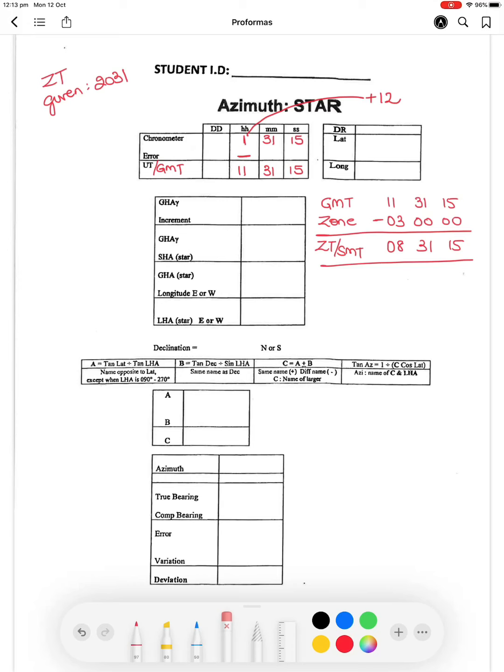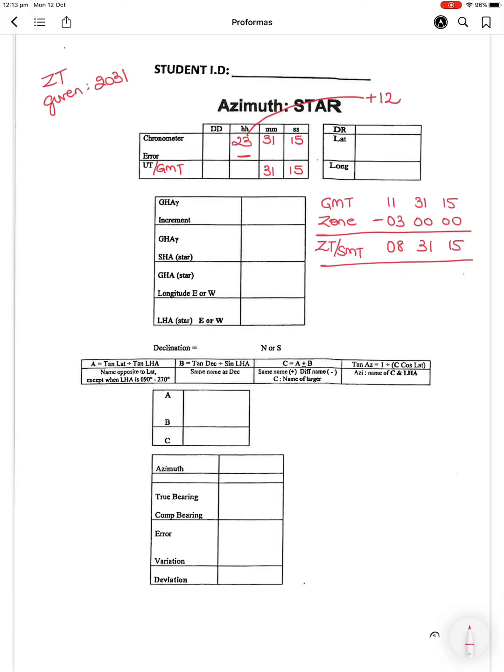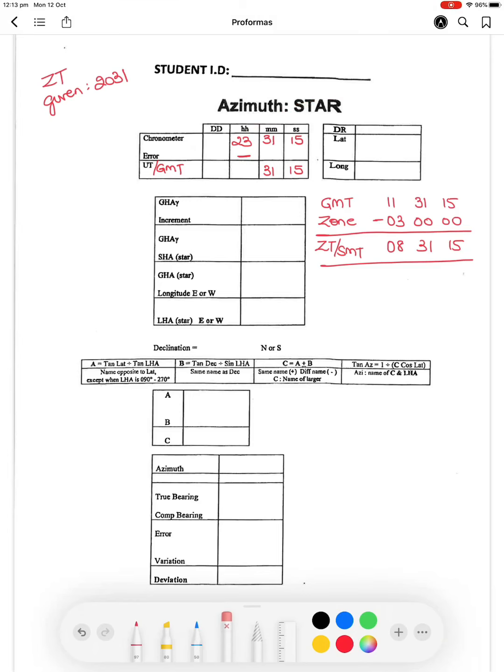Alright, so if I add 12 hours, what does this become? 11 plus 12 is 23. Right, so 11 plus 12 becomes 23 hours. And then I'll get rid of this. So I have added 12 hours to it, and what I have done is 23, there is no error, so my GMT time now is 23:31:15.